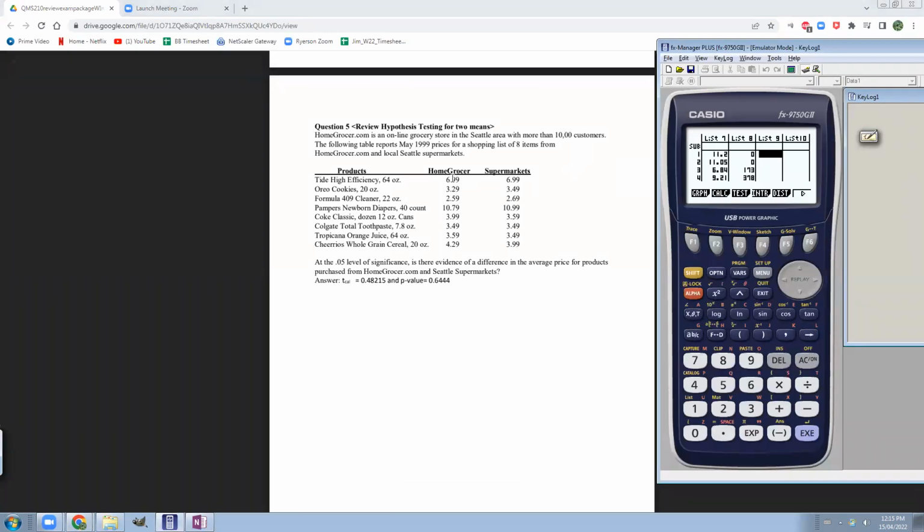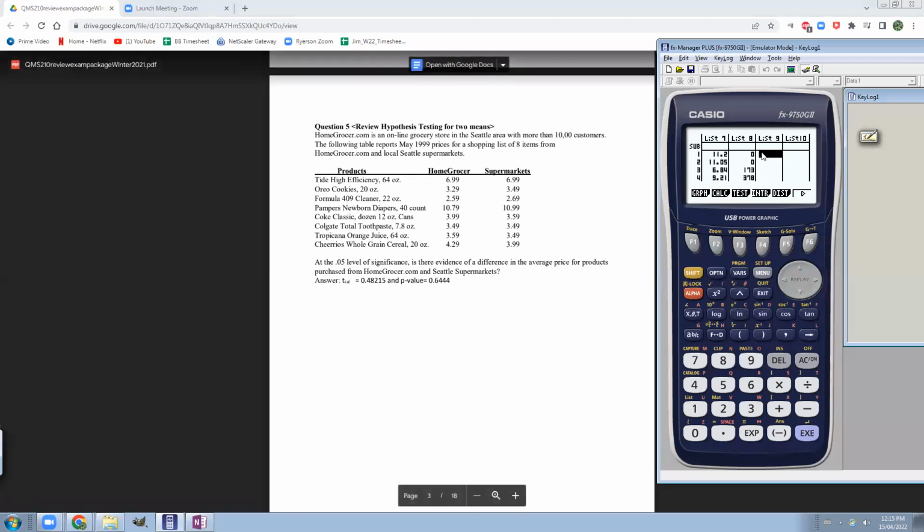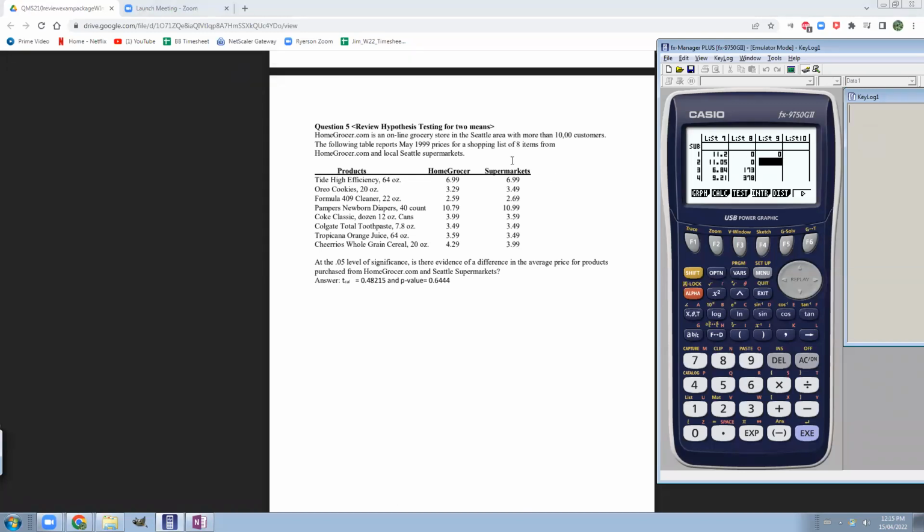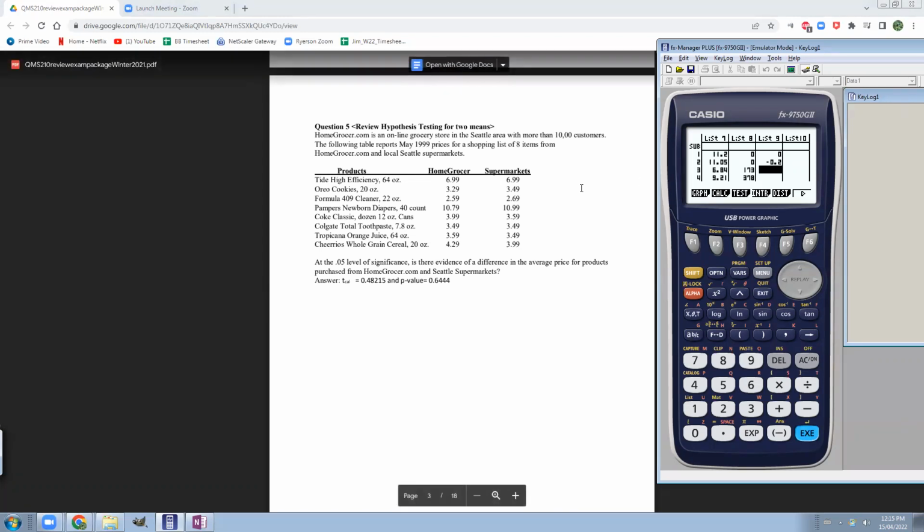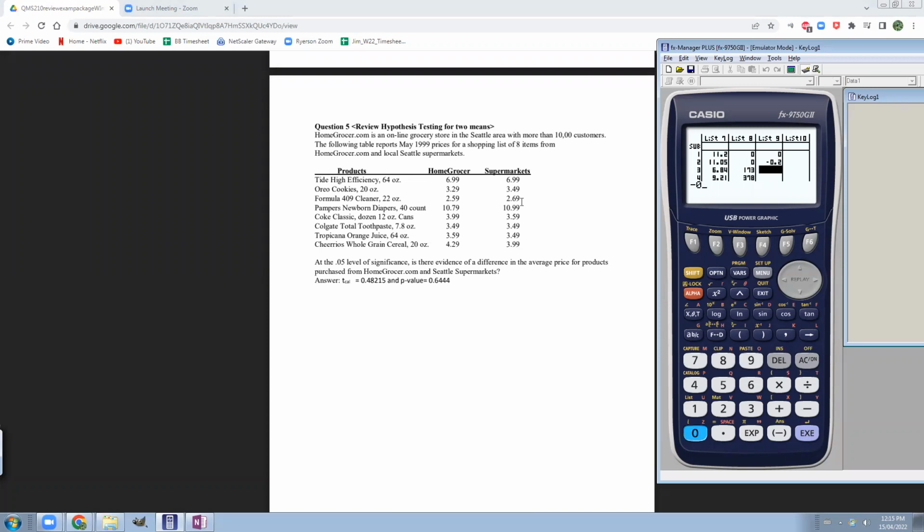So we subtract. 699 minus 699 is 0. 329 minus 349 is negative 0.2. Negative 0.1. Negative 0.2. 399 minus 359, that's positive 0.4. We get 0, 0.1, and then 0.3. These are our differences. And this list 9 here, this is the thing that I'm going to test.